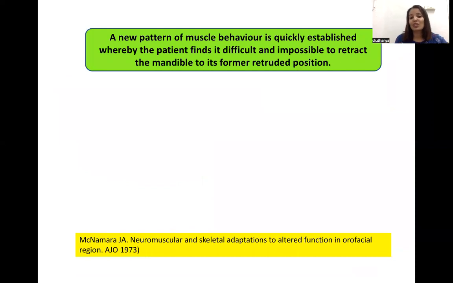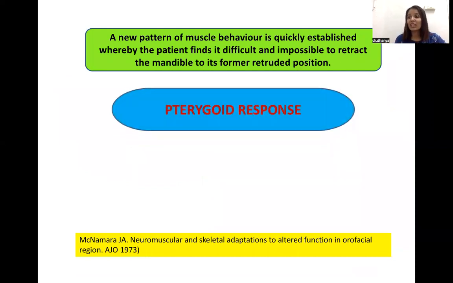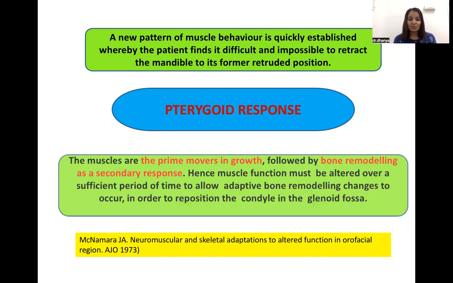A new pattern of muscle behavior is quickly established, whereby the patient finds it difficult or impossible to retract the mandible to its former postured position. So this is known as pterygoid response. So we are bringing the mandible forward and making that position a fixed position, so that all the changes related to the muscular as well as skeletal system are obtained based on that position. So this pterygoid response is created.